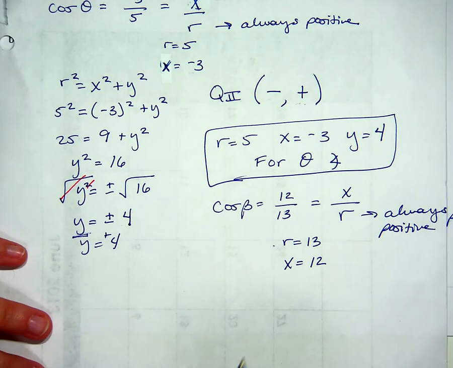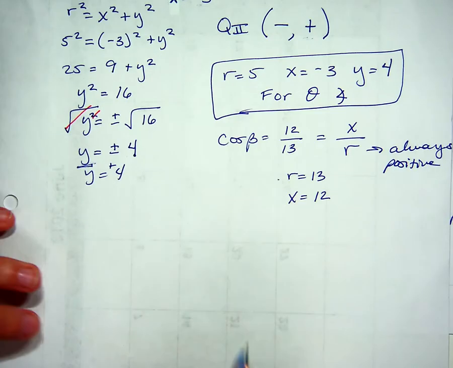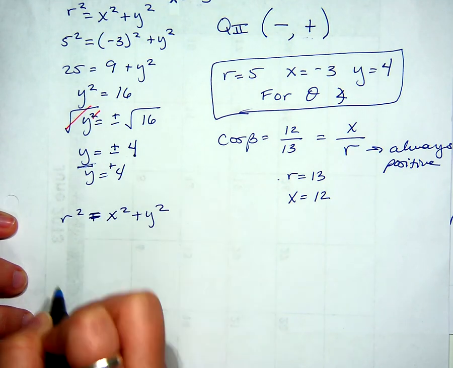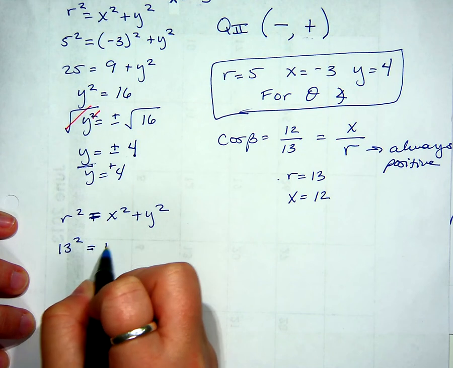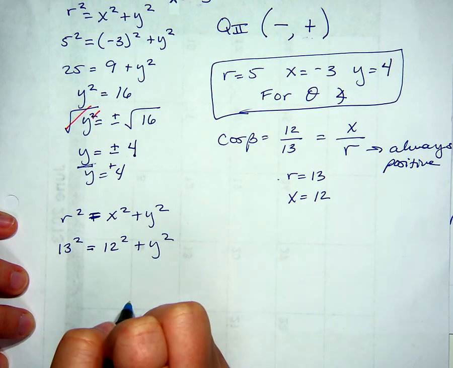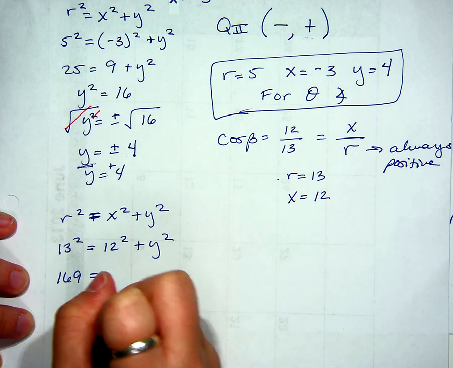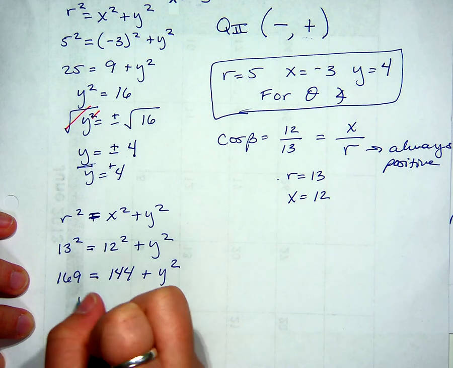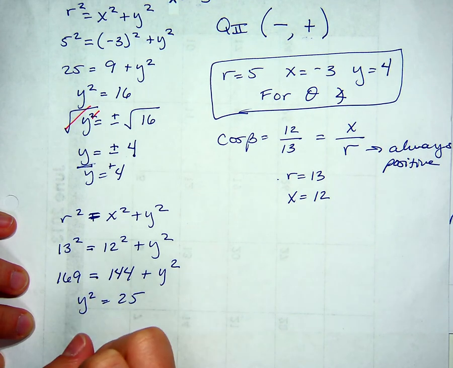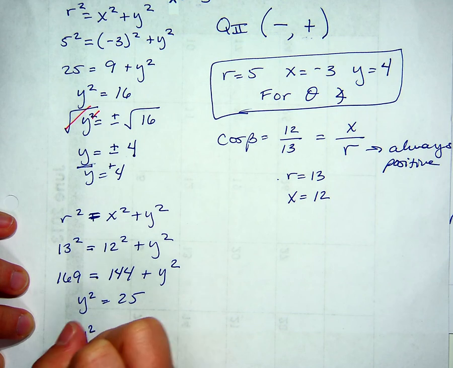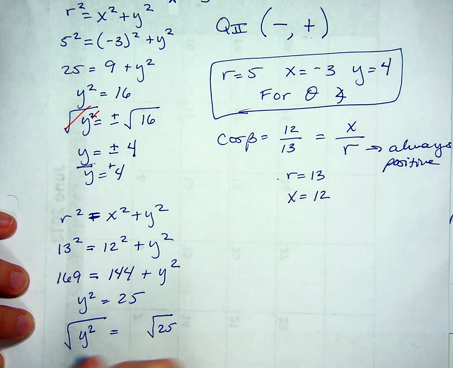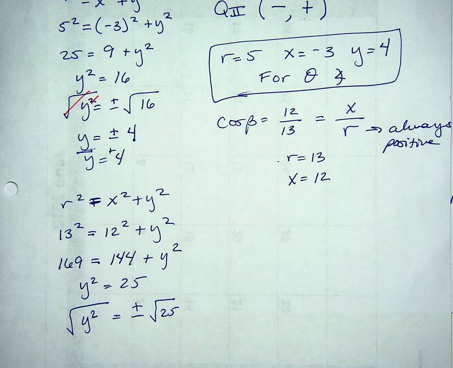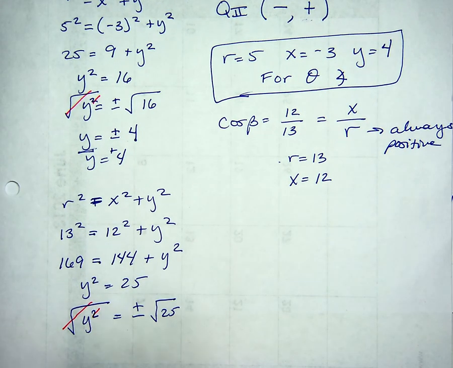Well, if I know r and I know x, I got to go figure out y. So again, we're going to use our equation. R squared equals x squared plus y squared. So I have 13 squared equals 12 squared plus y squared. So I have 169 equals 144 plus y squared. Move the 144 over by subtracting. Y squared is 25. But I want to take the square root in order to get just y by itself. But when you take the square root, you need to put a plus and minus in front of it. Again, square roots and squares cancel, so I'm simply left with y.